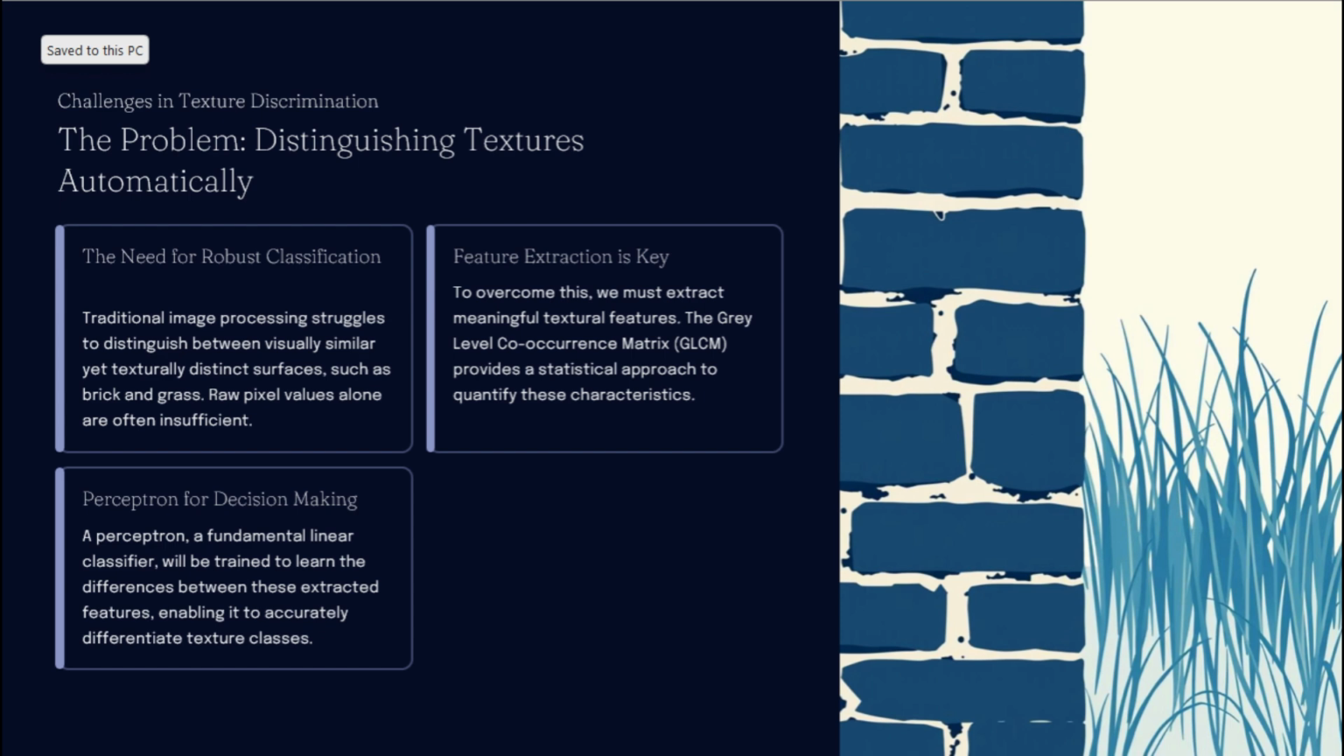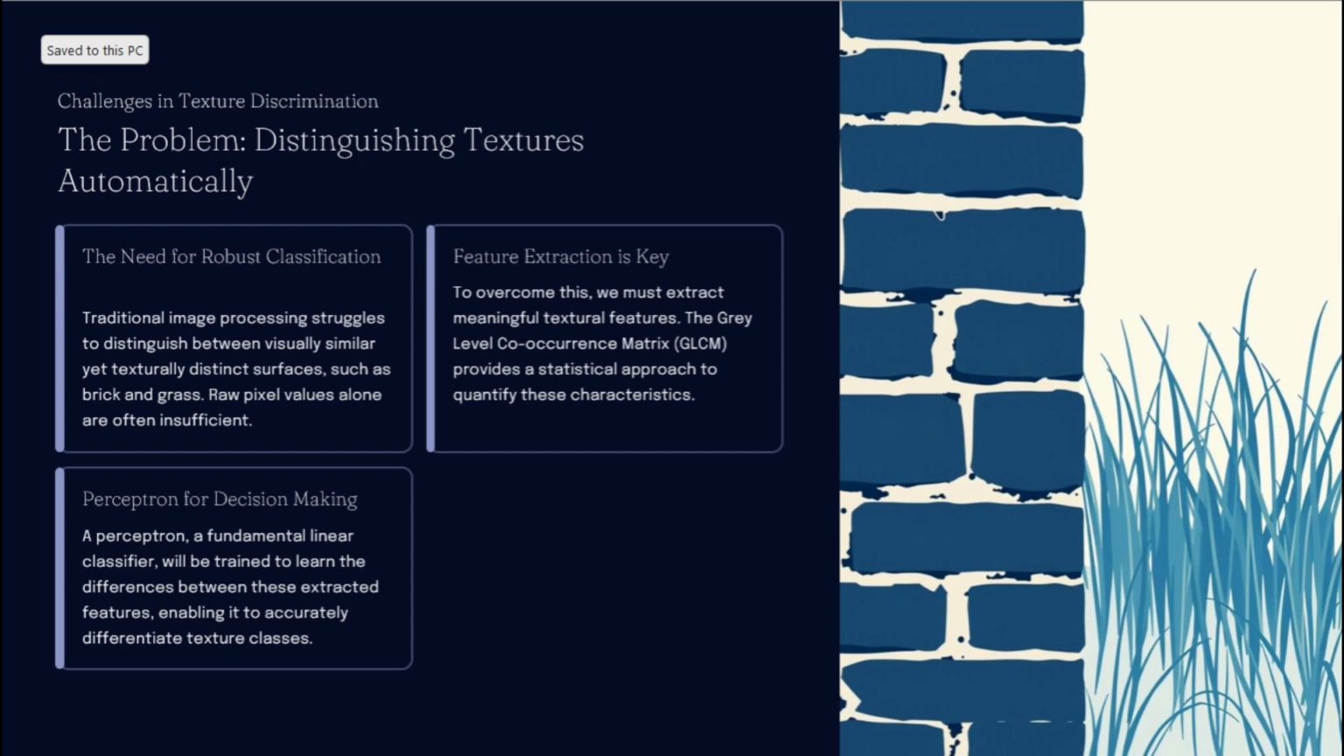This slide explains the core problem we're solving: automatically distinguishing textures like brick and grass. Traditional image processing struggles because visually similar surfaces can still have very different texture patterns, and raw pixel values don't capture that. To handle this, we extract meaningful texture features using the GLCM, which describes how pixel intensities relate to each other. These features give us a statistical signature of each texture.